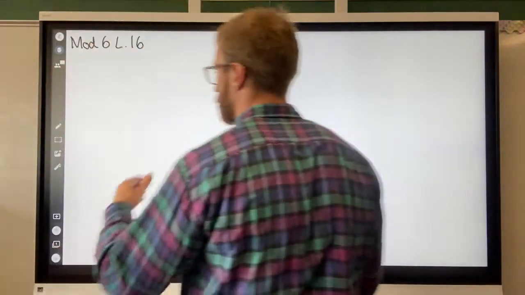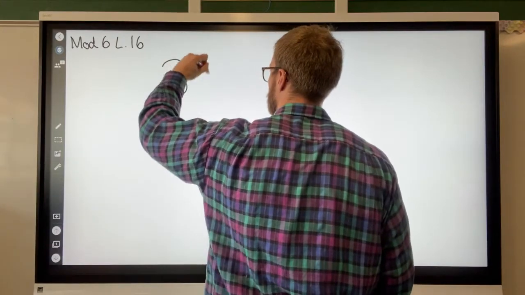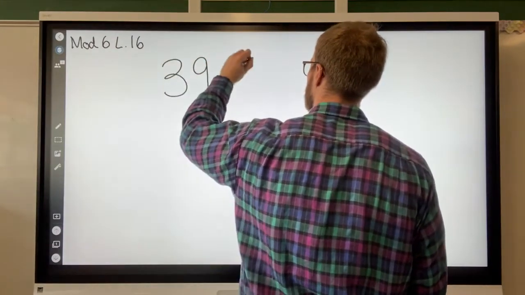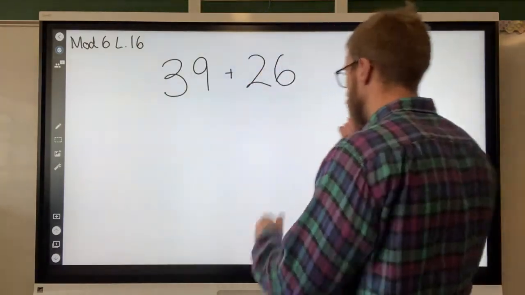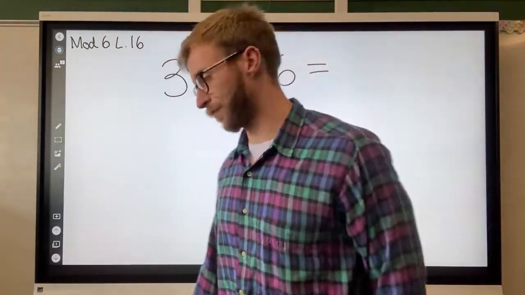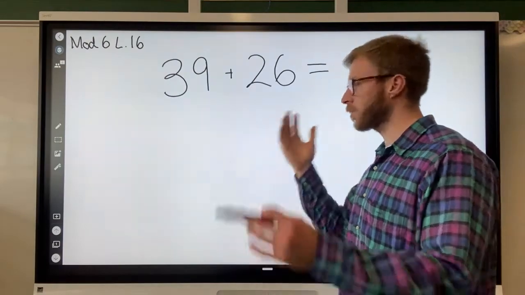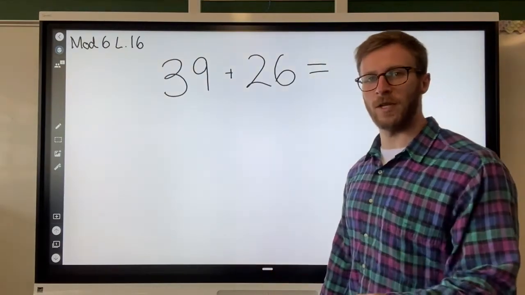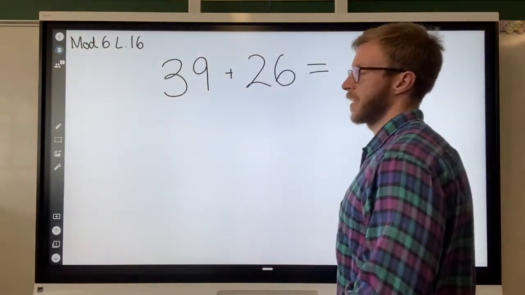Our next one is going to be 39 plus 26. Okay, I want to start with a picture, okay? So, let's make sure we have 39 plus 26 right now. Remember, you guys can always pause this video whenever you need it. Let's look at 39 first. How many tens do we have in 39?